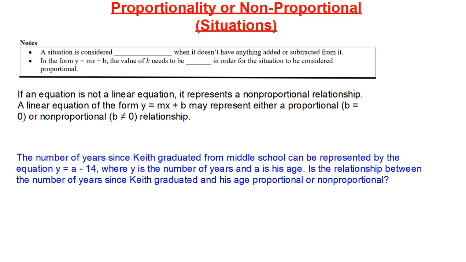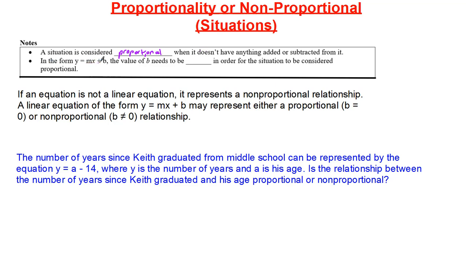Alright, in our last video, we figured out whether a relationship was proportional or non-proportional in a graph. Now we're going to figure that out in a situation, in a given word problem or scenario. So, a situation is considered proportional when it doesn't have anything added or subtracted from it.